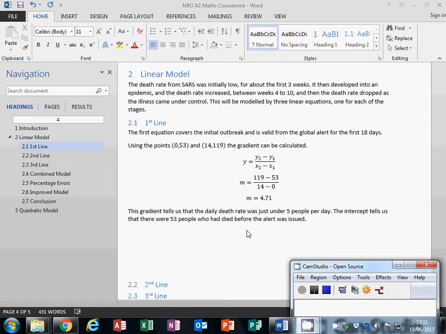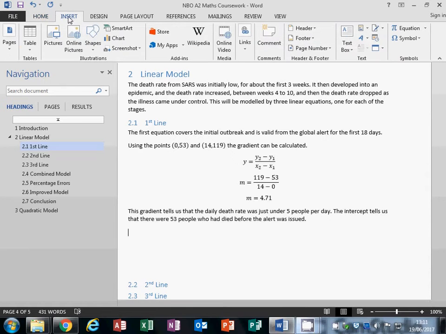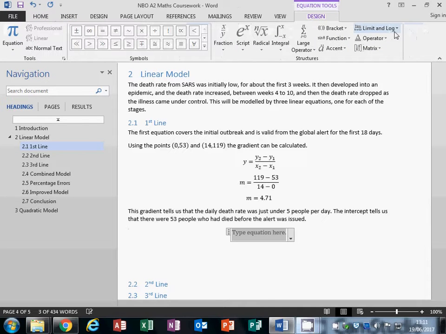So from working out the gradient, we know that the daily death rate is just under 5 people per day. Actually, it's 4.71 people. The intercept tells us that there were already 53 people dead at the point the alert was issued. So in order to put this into our model, we are going to insert another equation.